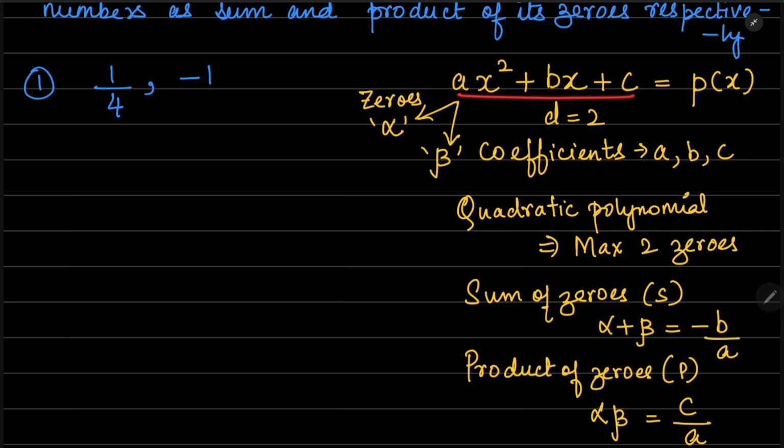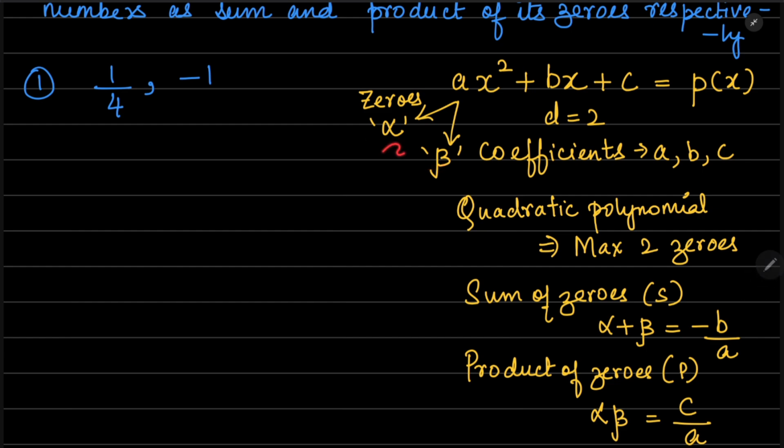Any quadratic polynomial can have a maximum of 2 zeros. It can have 1 zero and it can have no zeros also, but it can never go beyond 2. At most, maximum it will have 2 zeros. What do you mean by zero? Zero means that value of x which will make p of x 0. Let us assume that alpha and beta are the zeros of this polynomial. Alpha and beta could be some value.